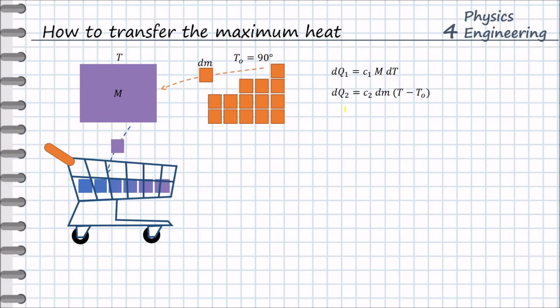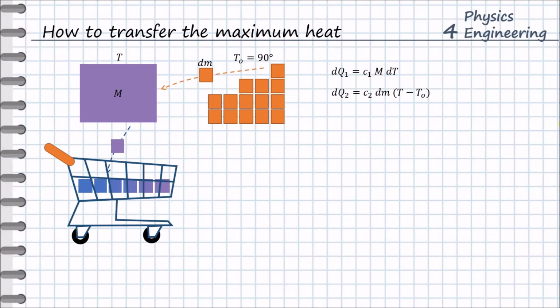And dq2, this is the amount of heat transferred from the small hot piece to the cold body. It will be product of the specific heat capacity of the hot body, the mass of the small piece of the hot body, and the temperature difference of the small piece of the hot body before the contact and after the contact of the cold body.